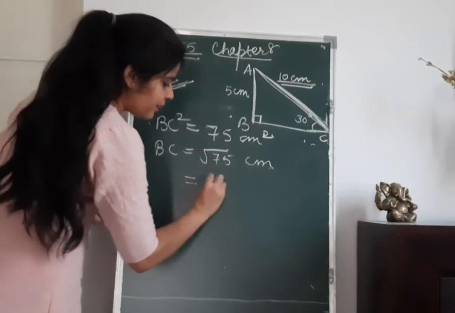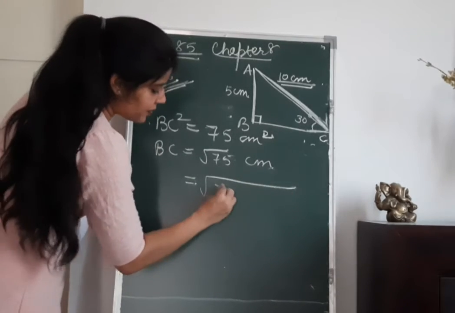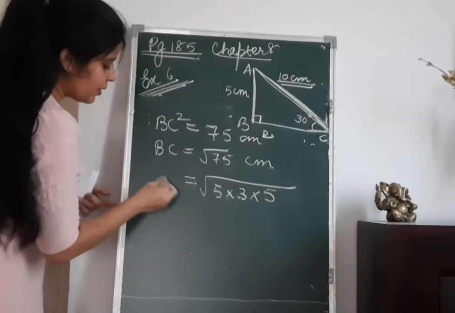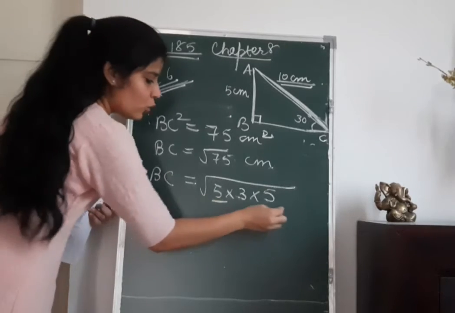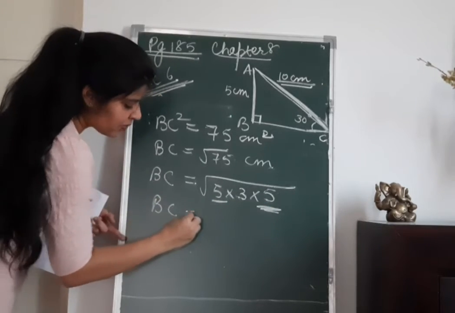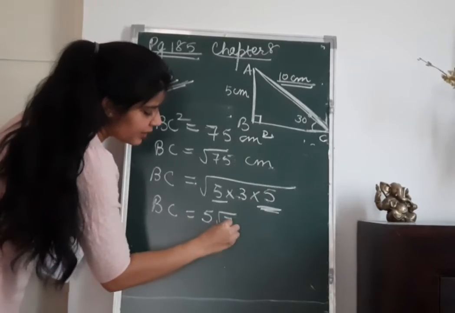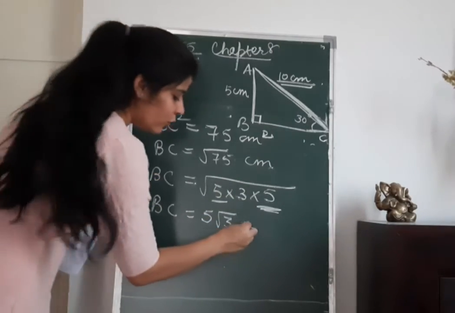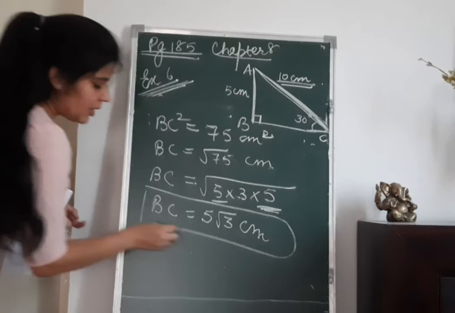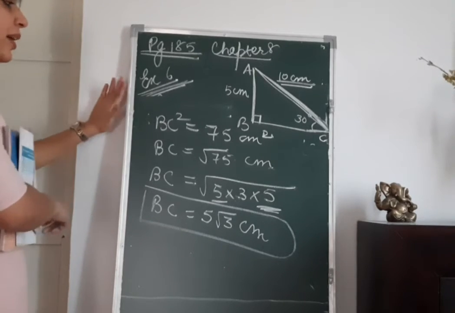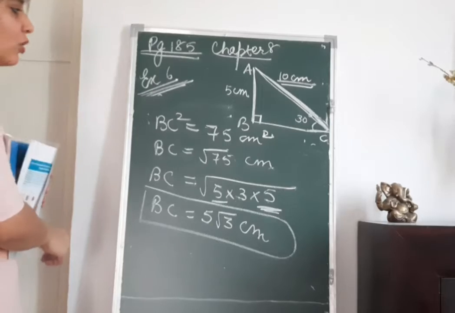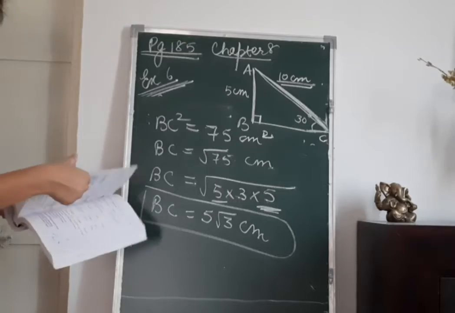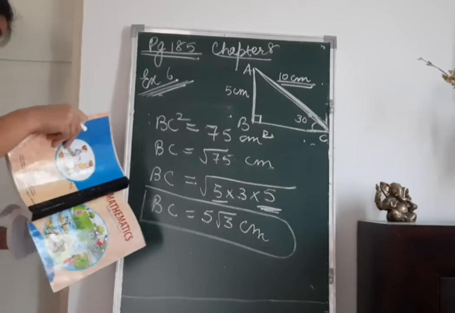Now if I factorize, it will be equal to 15 5s are 5 3s are 15 into 5, right? This is what BC is going to be equal to. As there are two 5s, can I take 5 out? This is equal to 5 and this 3 will remain under root. Why? Because there is only one 3. So BC is equal to 5 root 3 centimeter. So these are the two methods using which we have calculated the value for AC and BC. Let's move on to example 7.